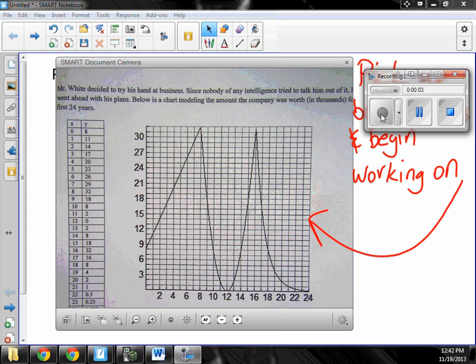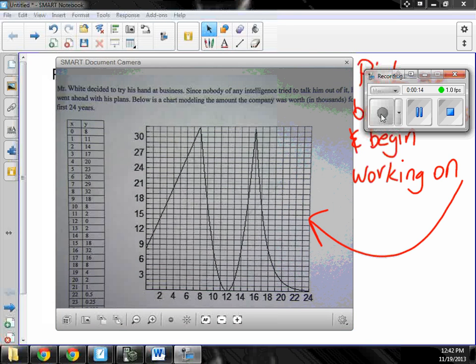So this is a function because it passes the vertical line test. The second question asks, when should Mr. White have sold the company? Year 8, because it was worth 32,000. But in year 16, it was also worth 32,000. So why not sell it in year 16? We had to wait 8 years to get the same amount of money, right? And the value did drop, but it came back up. So technically nothing was lost, but you don't want to wait 8 years for the same amount of money.